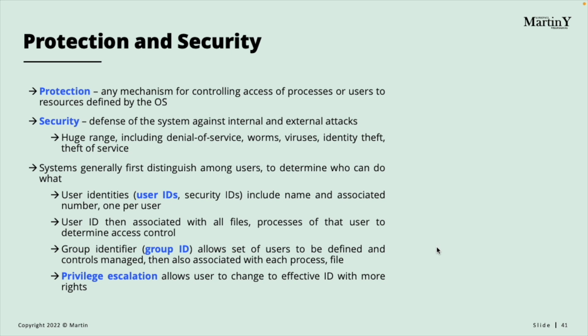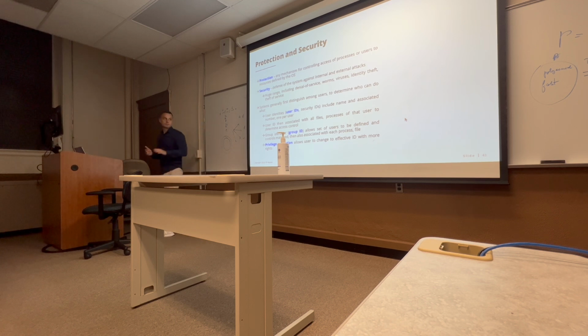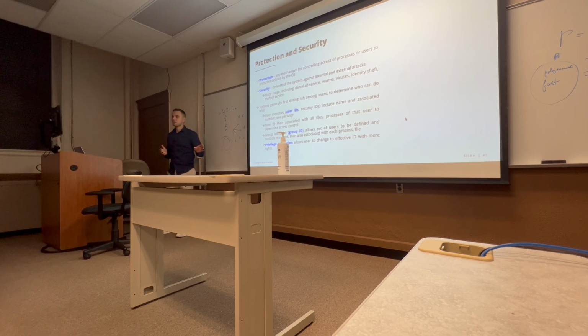So what I'm trying to say here is that the best way of security, especially in operating systems, is to prevent access to information. Because if somebody has access, there is always a way to do harm.